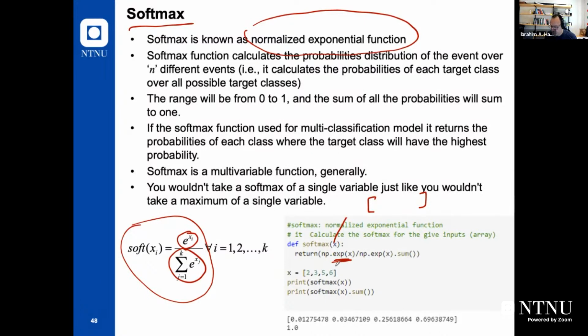For example, if you have this vector, 2, 3, 5, and 6, as you can see, this is the output. It will be exponential 2 divided by exponential 2 plus exponential 3 plus exponential 5 plus exponential 6. So it will be this number. This one will be exponential 3 divided by the summation. This one will be exponential 5 divided by the summation. This one will be exponential 6 divided by the summation. If you add those 4 values together, it should add to 1 because it's a probability, right?